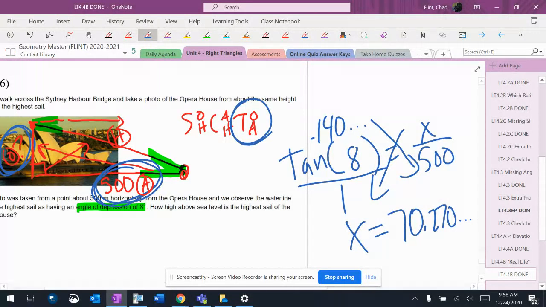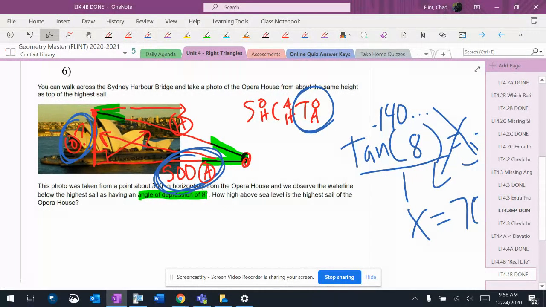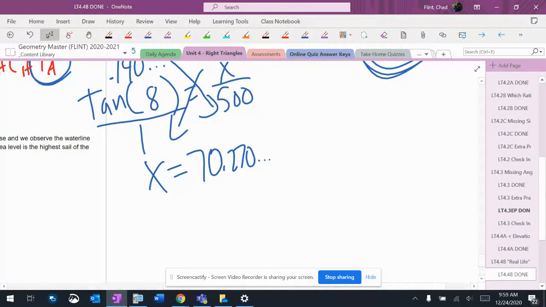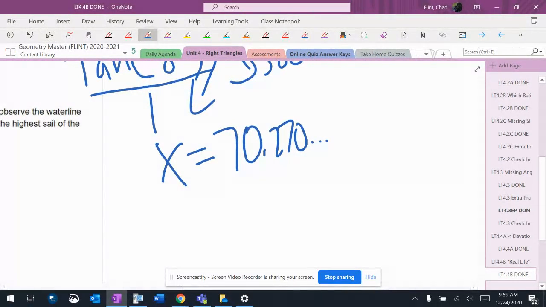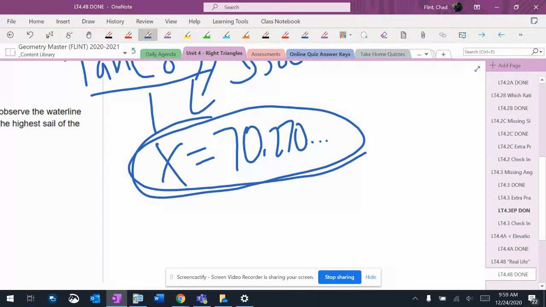And it says how high above sea level is the highest sail of the opera house? So again, I forgot to put something around to, so you can leave it just like this. Or if you do round it, make sure that you round it correctly. Pick what you want to round to, but make sure you round it correctly.